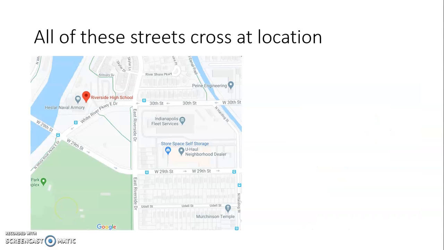Okay. Now, here I just took a screenshot of Google Maps near Riverside. All of these streets cross at exactly one location. So if you think of those streets as like a line that we've graphed, they will cross at exactly 1 point. So you can see here West 29th Street and North White River Parkway East Drive, that's a mouthful, cross at exactly a single point. So if we had a grid paper here, we could give the XY coordinates of that spot. Same here, the same West 29th Street crosses East Riverside Drive at exactly 1 point.